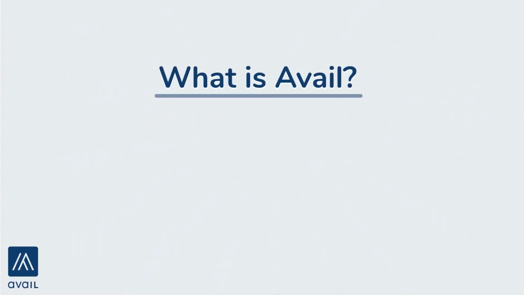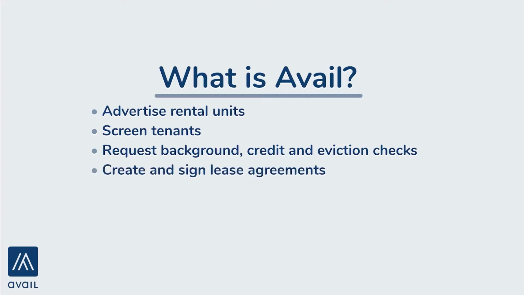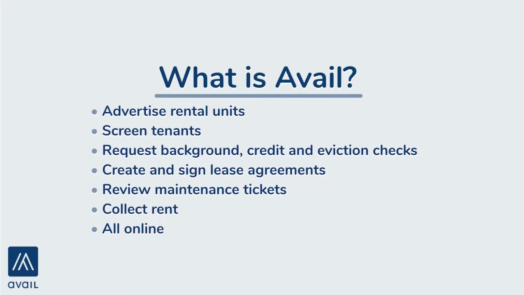Avail is a platform that enables landlords to advertise rental units, screen tenants including requesting background, credit, and eviction checks, create and sign lease agreements, review maintenance tickets, and collect rent all online.